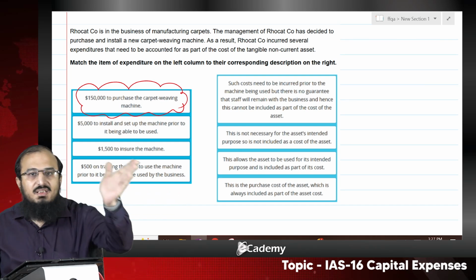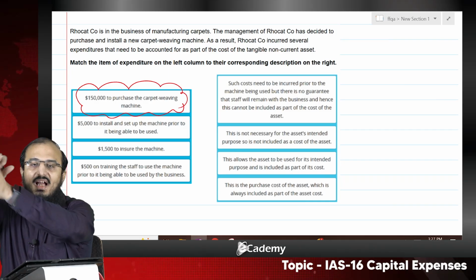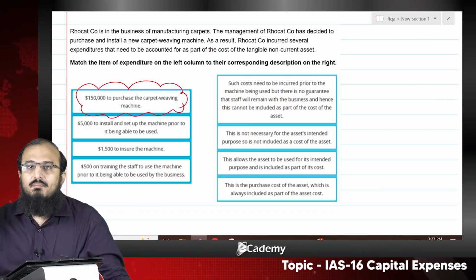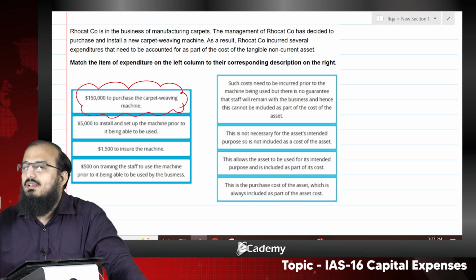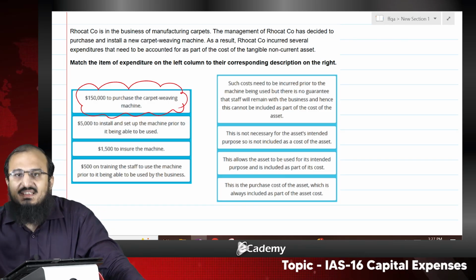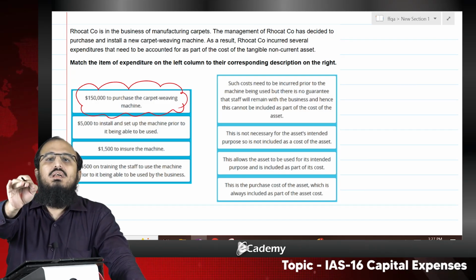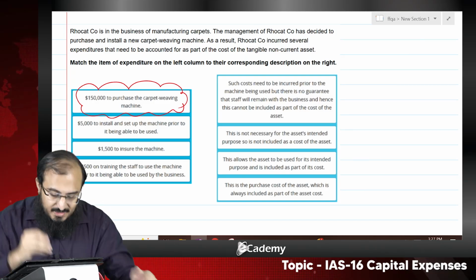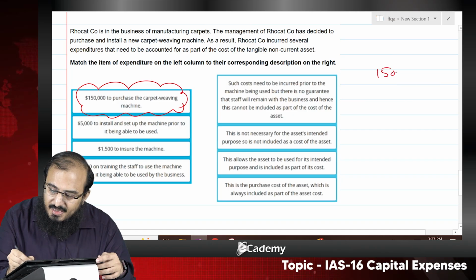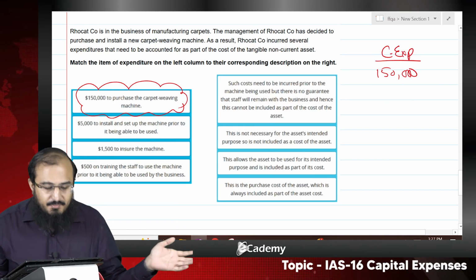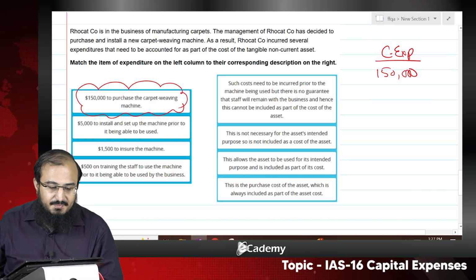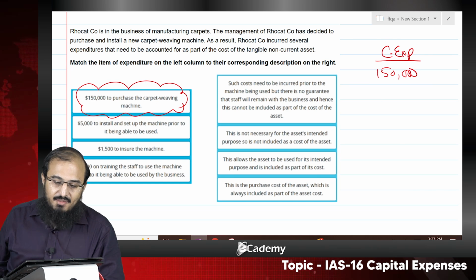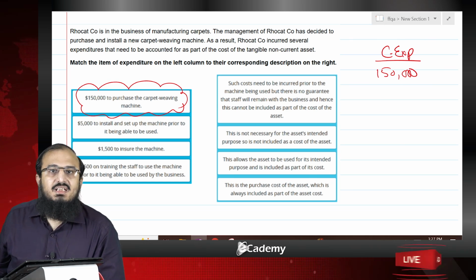And the asset has its own life. After the end of life, we are replacing it, but it's for the long term. So purchase of a non-current asset itself is a capital expense. So 150,000 again is a capital expense in this example. Then, as a result, our company incurred similar expenses that need to be accounted for as part of the cost. He is asking you the cost.